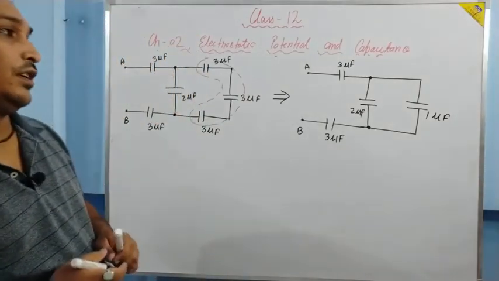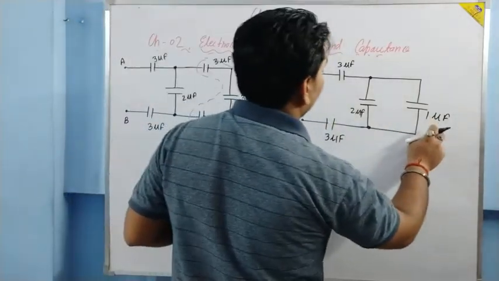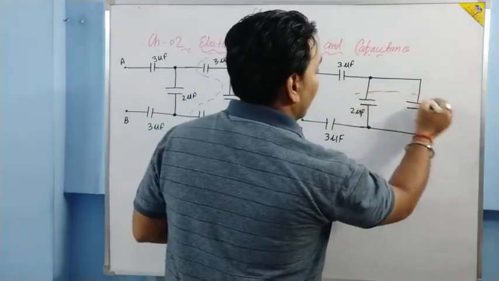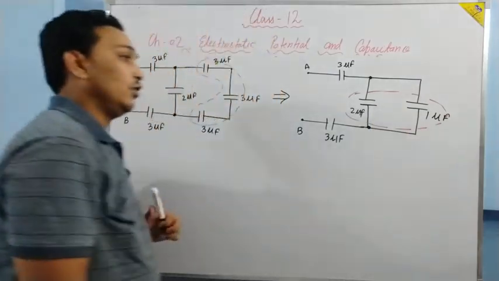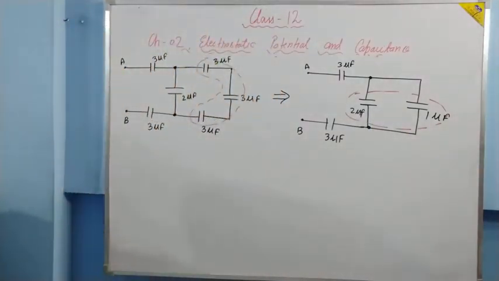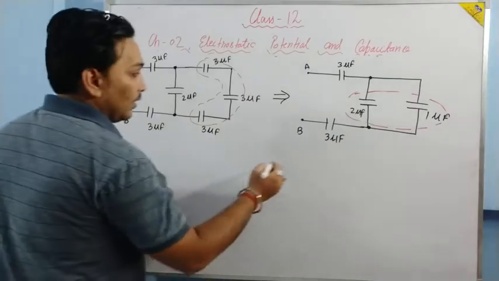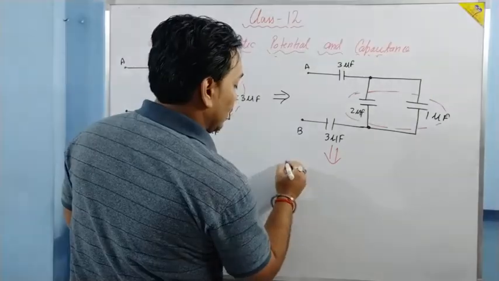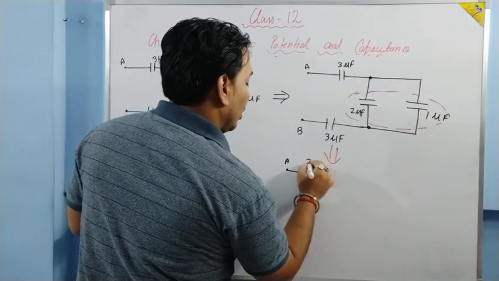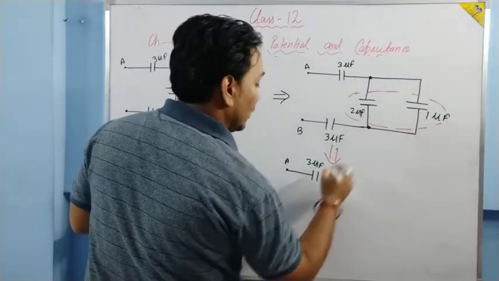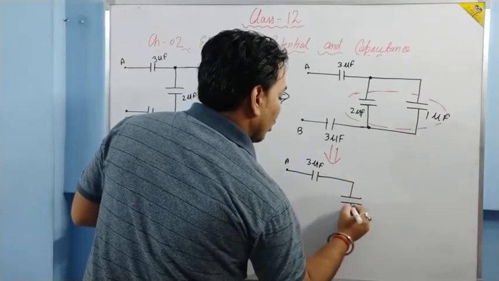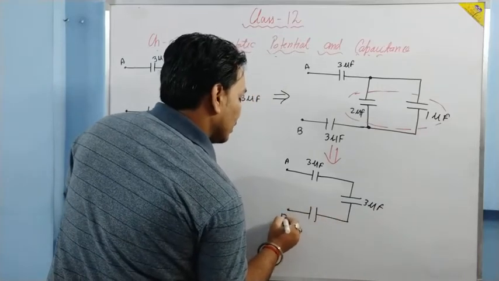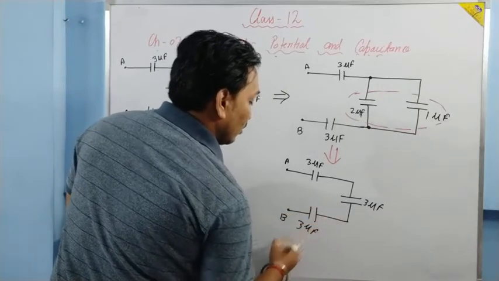Now, you can see very easily that 2 microfarad and 1 microfarad, they are in what? Parallel. And if they are in parallel, so basically 2 plus 1, it will be 3. Now, we'll have a simpler circuit, and the circuit will be like this, it is 3 microfarad. If we solve these, we are going to have a 3 microfarad capacitor, and one of the 3 microfarad capacitors is at the bottom.